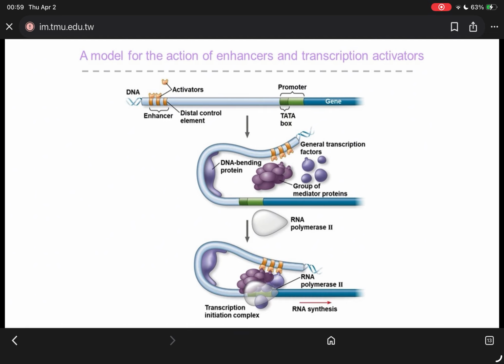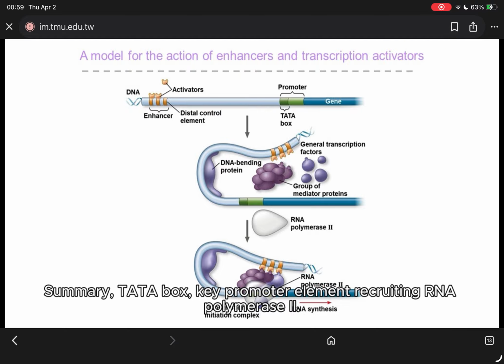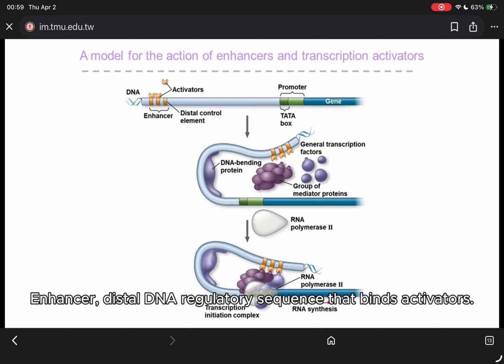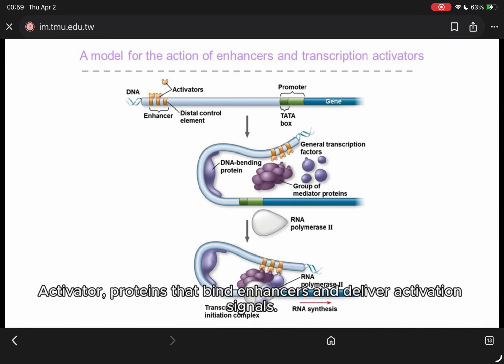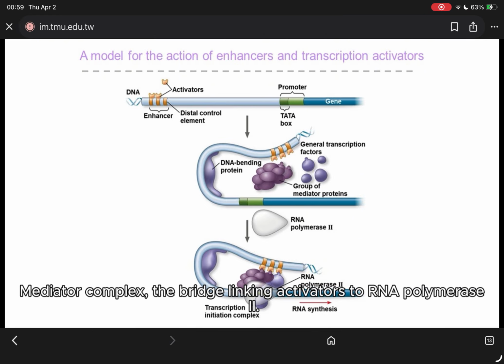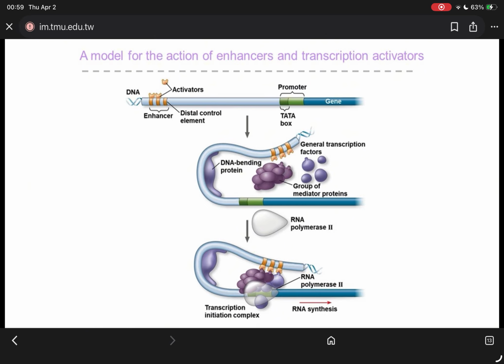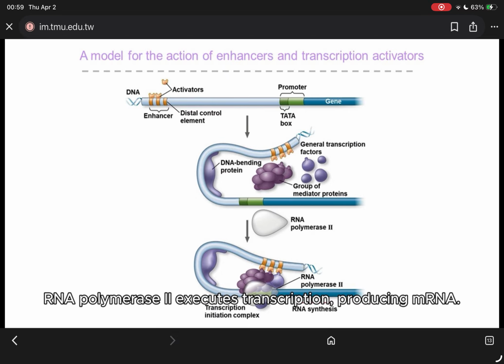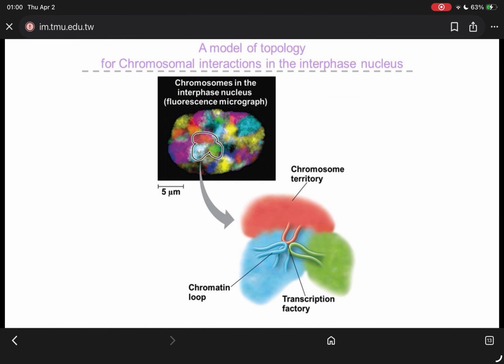Summary: TATA box, key promoter element recruiting RNA polymerase II. Enhancer, distal DNA regulatory sequence that binds activators. Activator, proteins that bind enhancers and deliver activation signals. Mediator complex, the bridge linking activators to RNA polymerase II. RNA polymerase II executes transcription, producing mRNA.